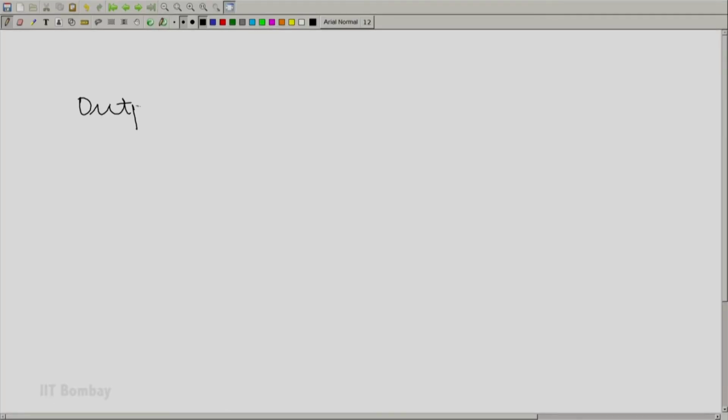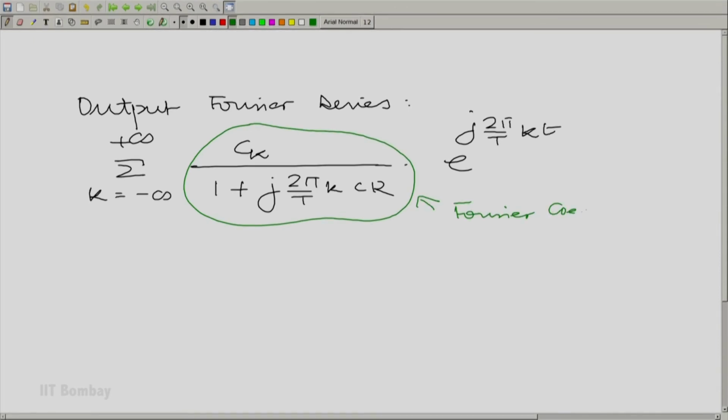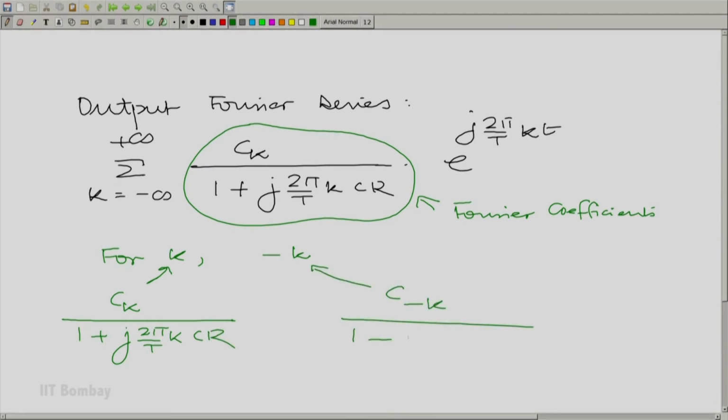Anyway, let us go back to the Fourier series of the output that we had, and we will make one observation about it. So, if you remember, the Fourier series decomposition of the output in the RC circuit looked like this: summation k going from minus to plus infinity, C_k over 1 plus j, and you noticed that these were the Fourier series coefficients of the output. Now, let us compare C_k and C_minus k. So, for k we will have C_k over 1 plus j 2 pi by T times k RC, and for minus k we will have C_minus k.